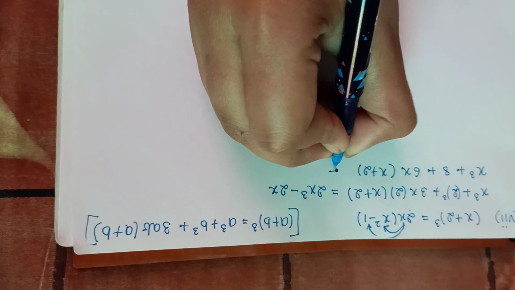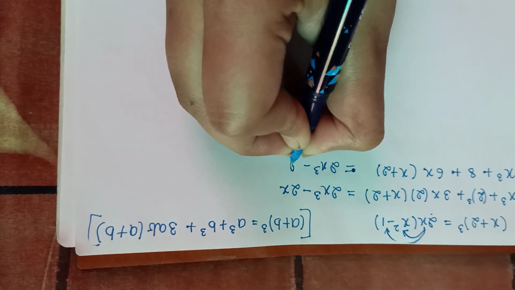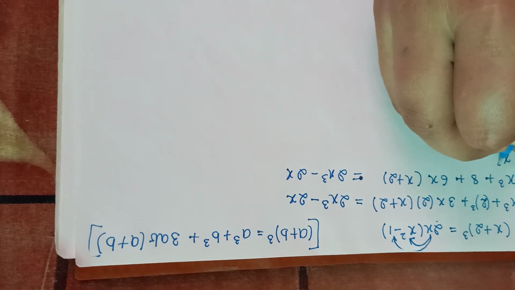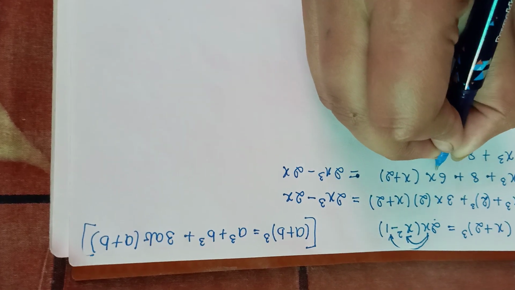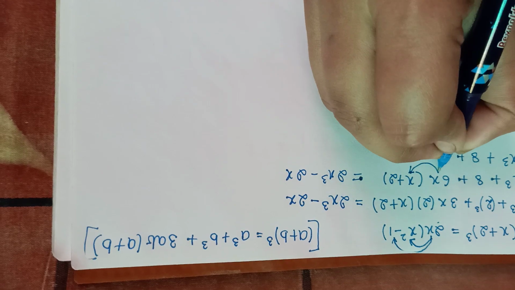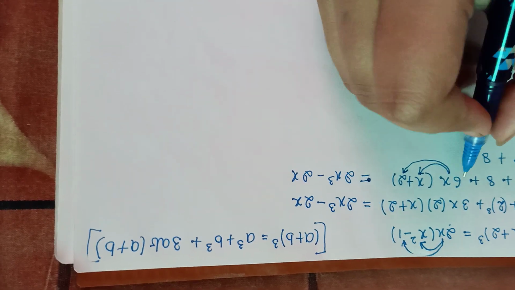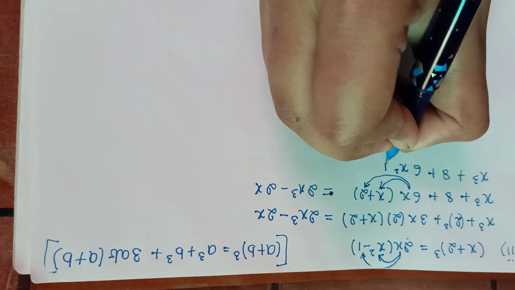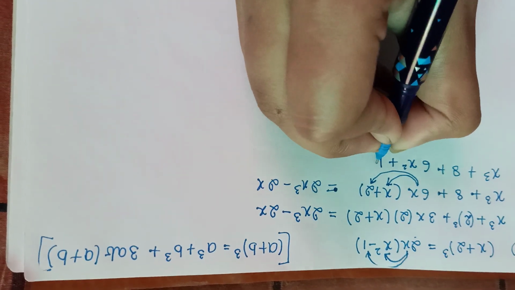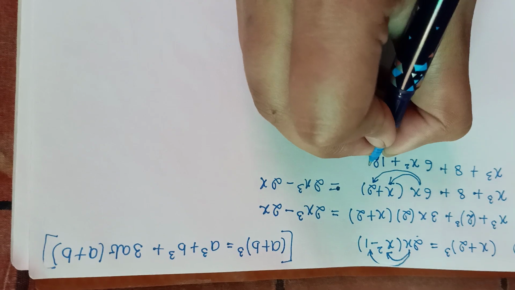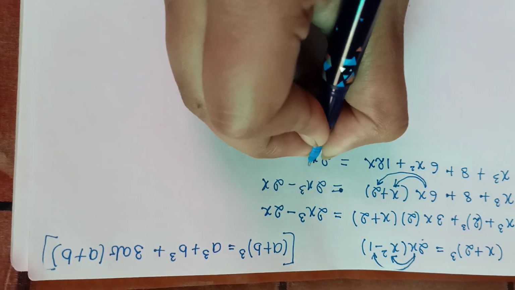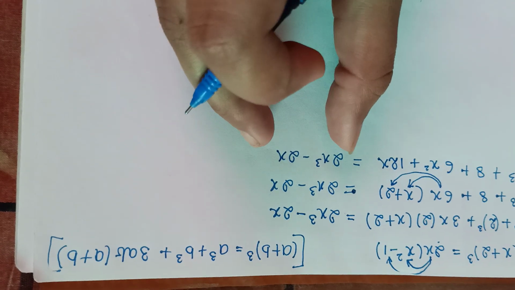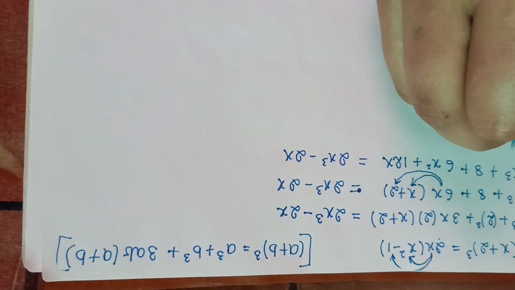Now 2x cube minus 2x. Now I am opening this bracket. 8 plus, firstly I have to multiply it with x, then I have to multiply it with this 2. So 6x into x square plus 6 times 2 makes 12 with the variable x. 2x cube minus 2x. Now I am shifting all the right hand side numbers to the left hand side.